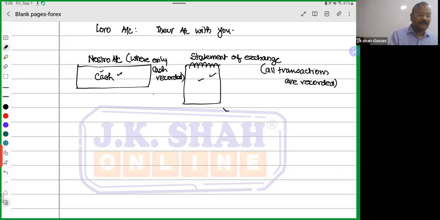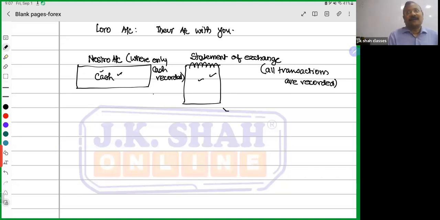Now, let's look at some transactions here. You enter into a forward contract to sell dollar. Will you record it? You will record it in statement of exchange, not in nostro. Now, we know that forward contract can be cancelled also. Right? So you entered into a forward contract, you will record it. And then you cancel the forward contract. Will you record it? Where, in the statement of exchange, you will have to reverse it.